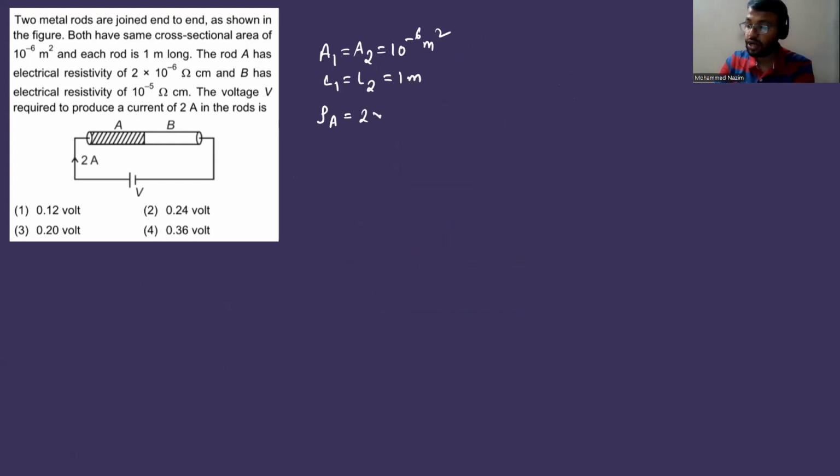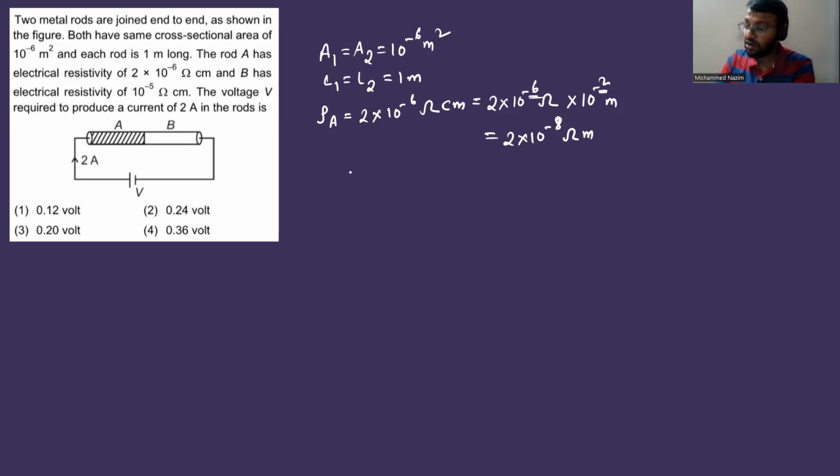Resistivity of A is given as 2 into 10 power minus 6 ohm centimeter. Here you have to be very careful with the unit. Ohm into centimeter. The SI unit should be in meter, because in the final answer, the option is in volt. Means the voltage is kept in its SI unit. Obviously, everything should be in the SI unit. The remaining quantities also must be in SI unit. So this can be written as 2 into 10 power minus 6 ohm. Centimeter can be written as 10 power minus 2 meter. So this will become 2 into 10 power minus 8 ohm meter. I'm just taking the powers: minus 6 minus 2 is minus 8.